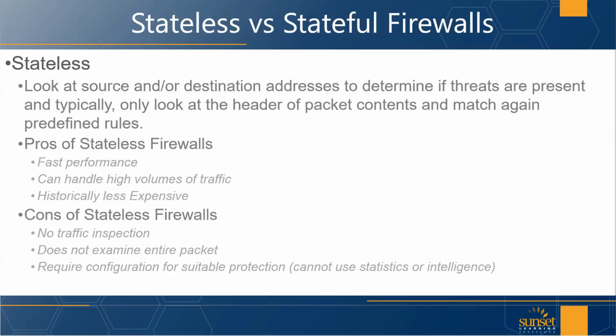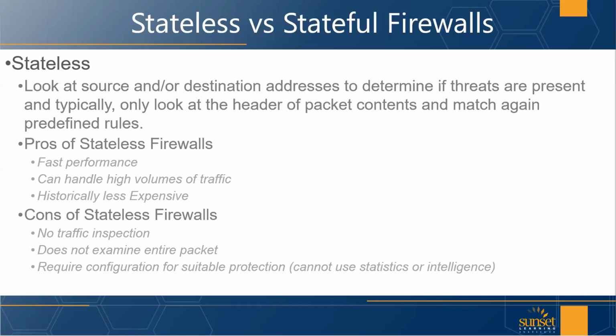A couple of terms in here are sometimes confusing for some people. That's why I put this in here. We have stateless versus stateful firewalls. Stateless typically look at the source and/or destination to determine if threats are present, and they typically only look at the packet header and match against those rules. So the pros of a stateless firewall are very fast performance, because it's looking at the header and making a determination. It can handle high volumes of traffic, again, because we're just looking very quickly at that packet header and saying yes or no. And historically less expensive because we don't have to go very deep into it.